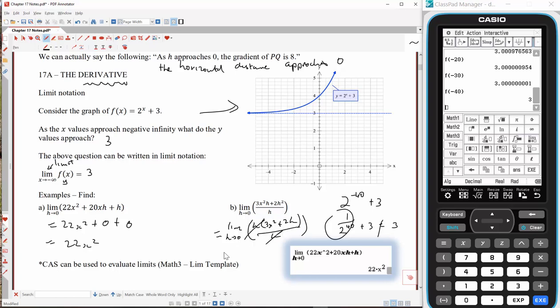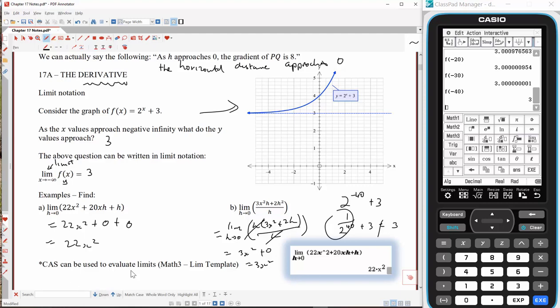Cancel those h's out, and now we're going to apply the limit. The limit as h approaches 0 has no effect on that, so that's still 3x squared plus 2h, and as h approaches 0, that's two lots of essentially 0, which means we're going to have 3x squared.